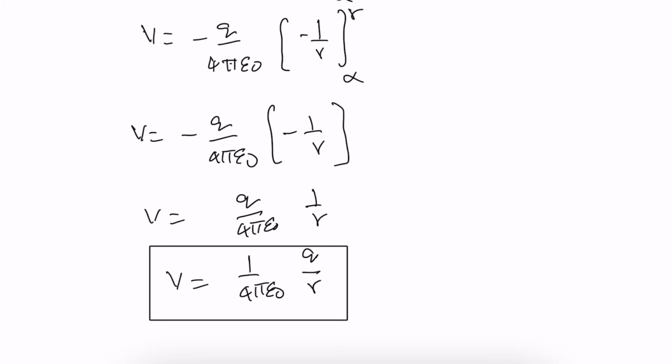So what is the potential of a point charge at the point P, which is at a distance r? That is 1 by 4 pi epsilon naught q by r. So this is the potential formula.